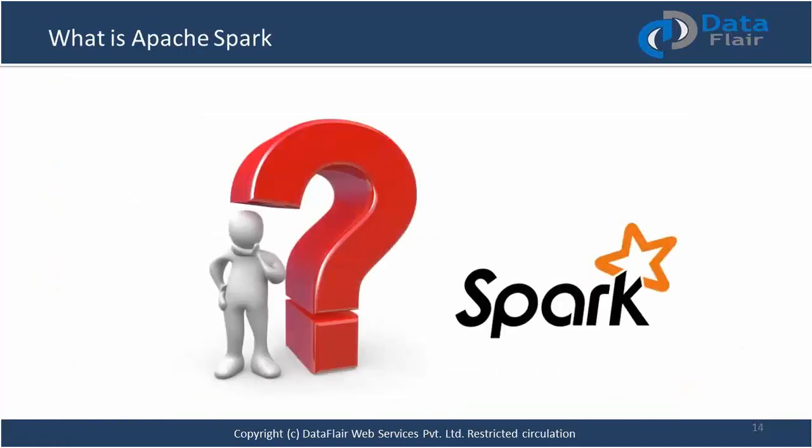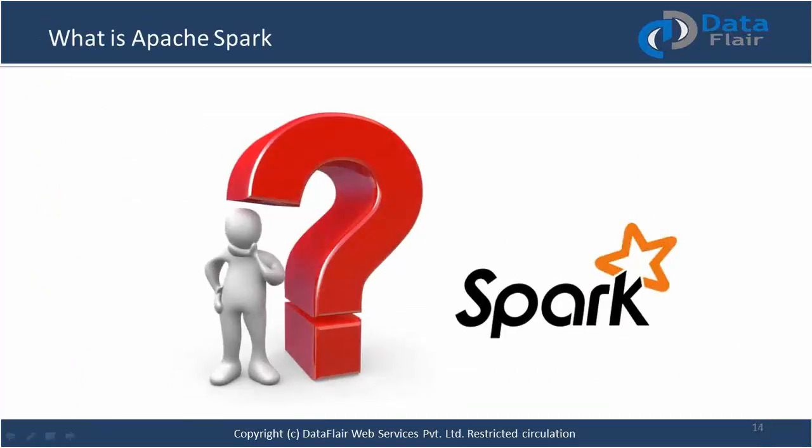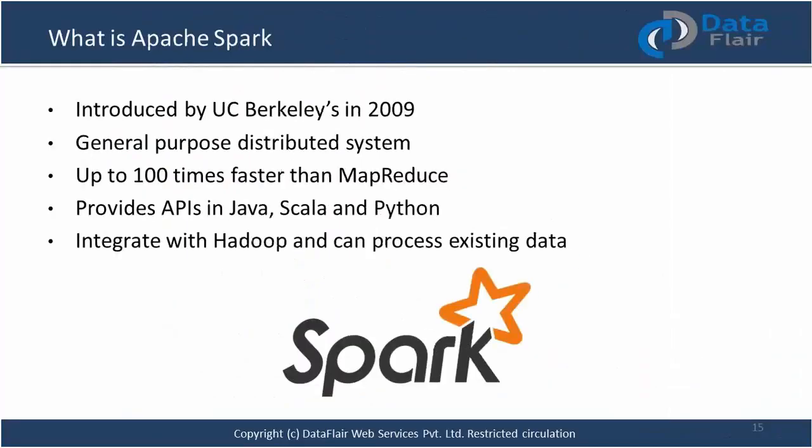So guys, what exactly is Apache Spark? We already saw lots of capabilities, lots of characteristics of Apache Spark. Let's introduce Apache Spark. Apache Spark was introduced by UC Berkeley in 2009. Guys, Apache Spark was really not developed at Apache. Later, UC Berkeley open sourced it. They donated the complete code of Spark to Apache repositories.